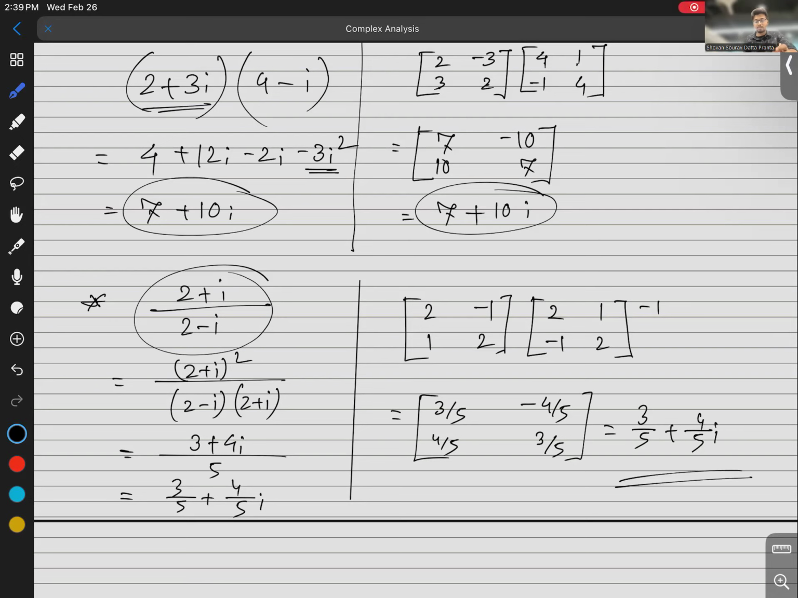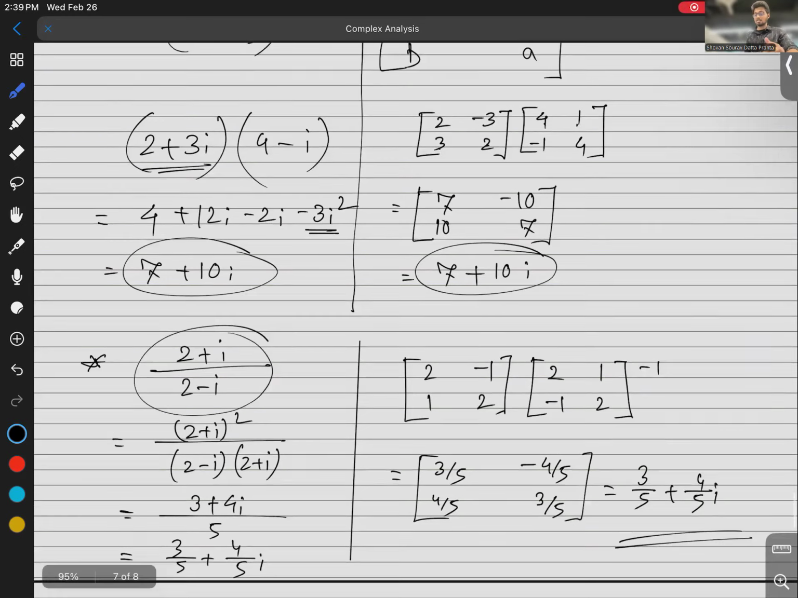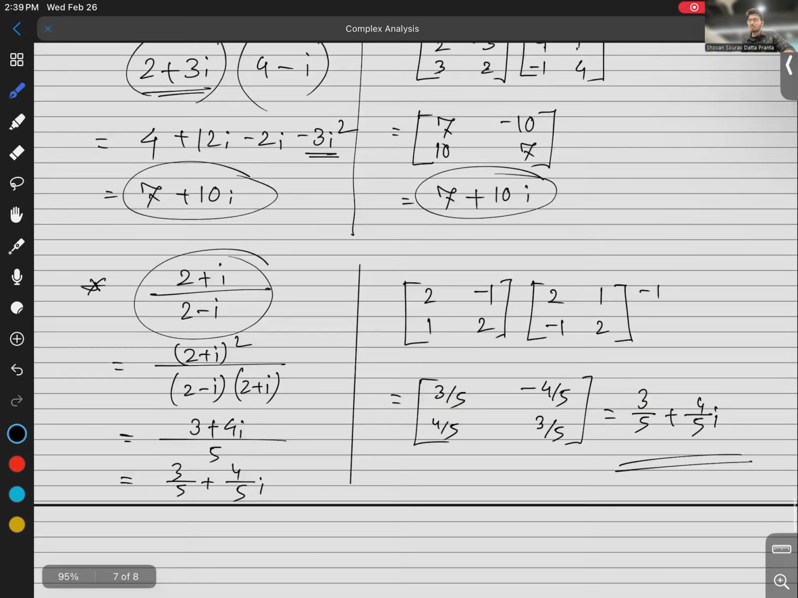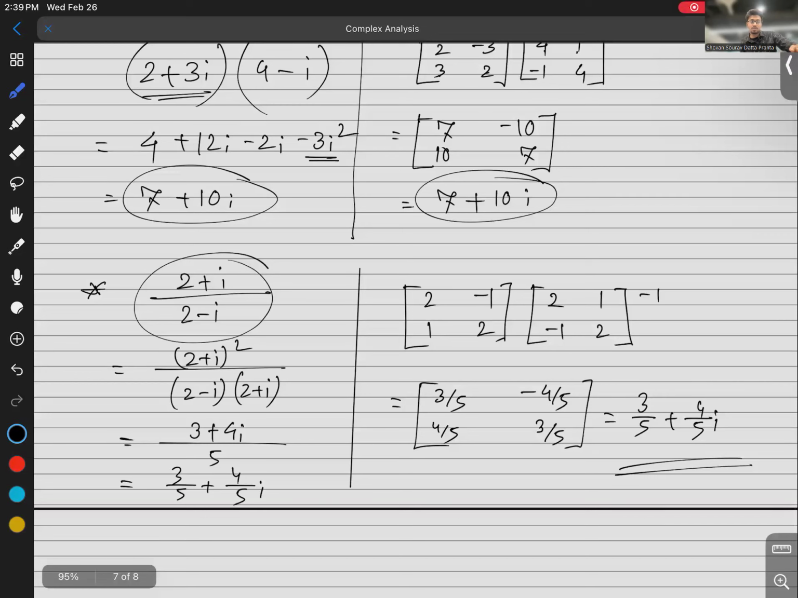So this is the matrix notation we are going to use later. That's all for today. In the next part, we are going to study the Euler equation and the De Moivre equation, and also the application of the Euler equation in many cases. Thank you.